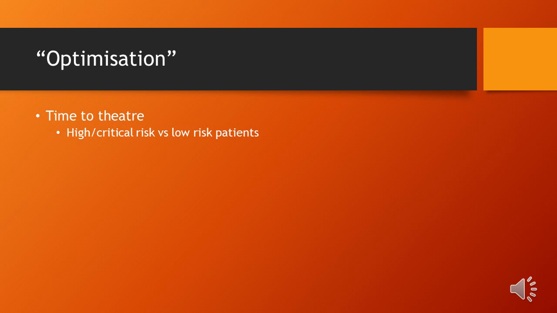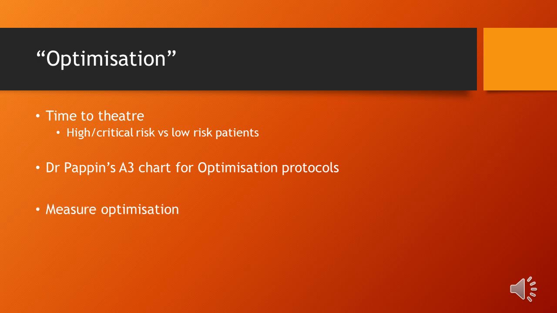Of course, some patients cannot be optimized and some might not need any optimization, so both these groups can be considered for surgery as soon as possible. Please do use Dr. Papin's A3 chart, which spells out the optimization protocols. It remains to be seen with prospective audit if optimization has any influence in decreasing predicted 30-day mortality.